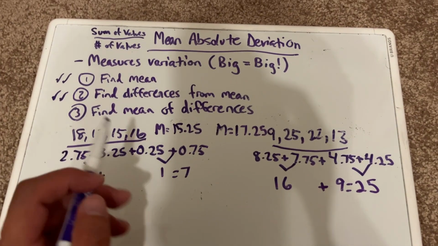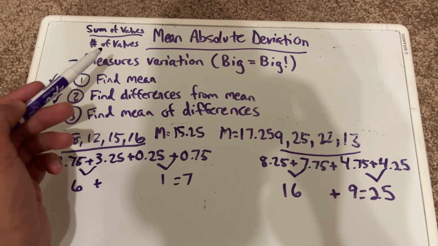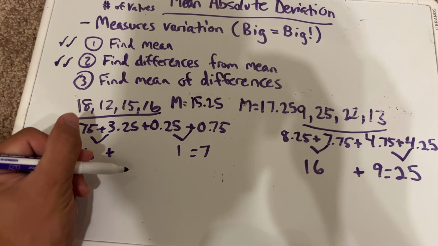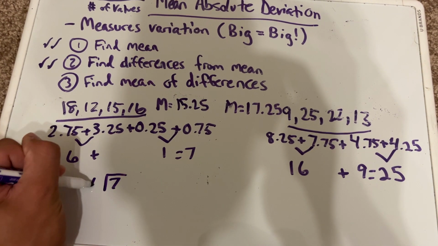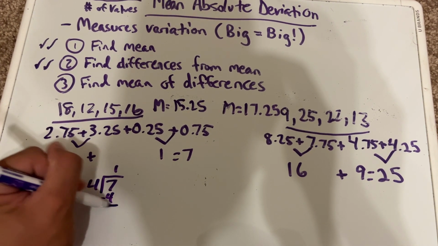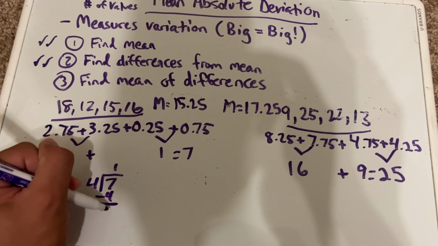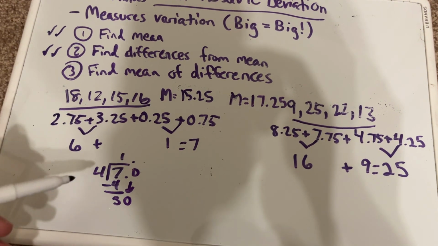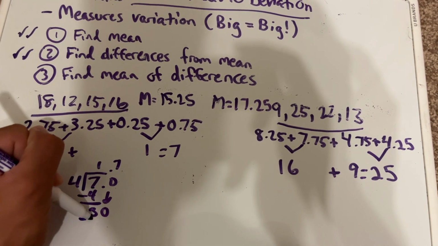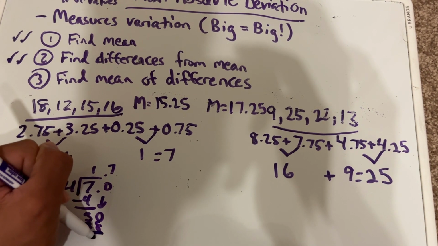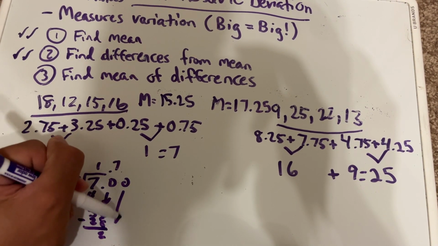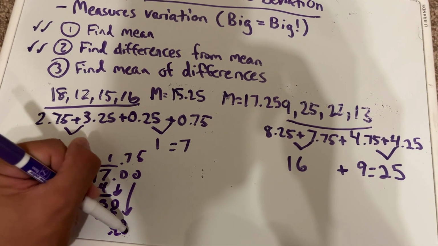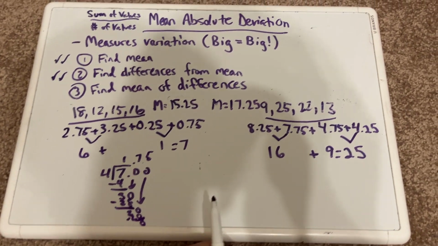And now we found the sum of the values, and now we need to divide by the number of values. There are 1, 2, 3, 4 values. I'm going to divide 7 by 4. 4 goes into 7 one time. 4 times 1 is 4. 7 minus 4 is 3. Now I need to bring in a decimal and a 0 so I can bring it down. 4 goes into 30 7 times. 7 times 4 is 28. 30 minus 28 is 2. Bring down another 0. 4 goes into 20 5 times. 4 times 5 is 20. Subtract, you get 0.